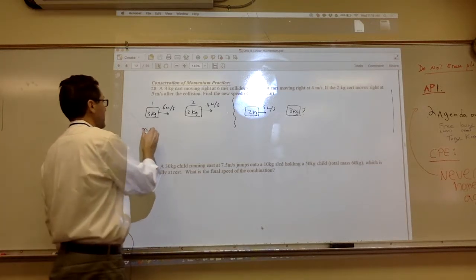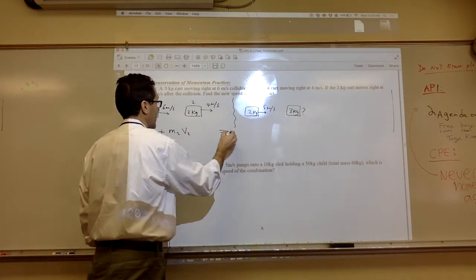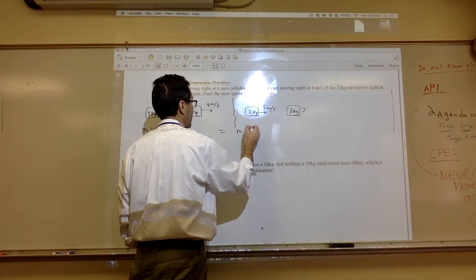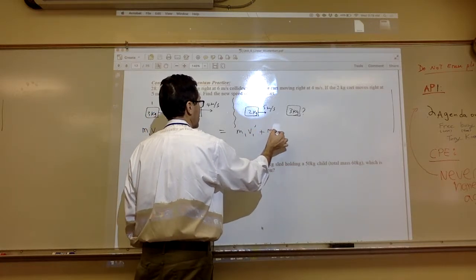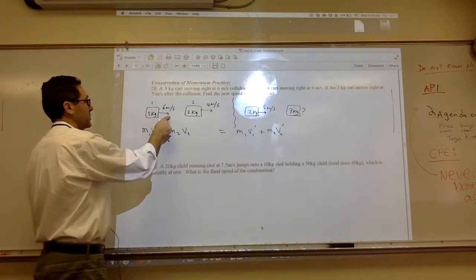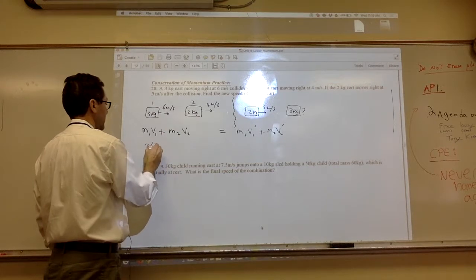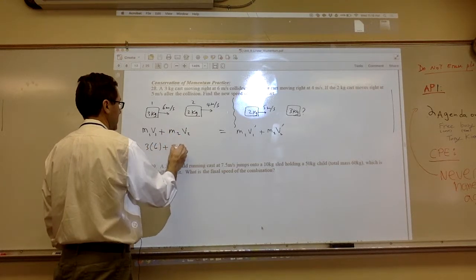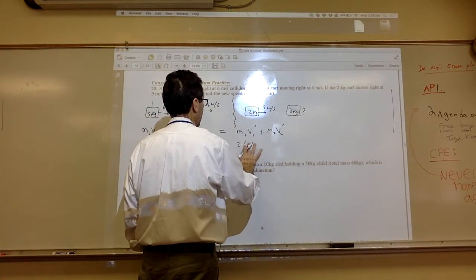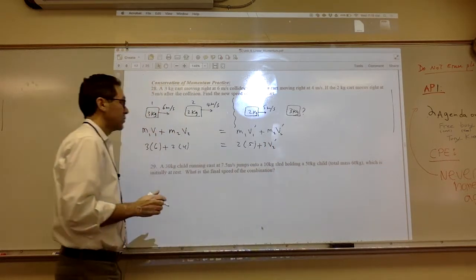The mass of 1 times the velocity of 1 plus the mass of 2 times the velocity of 2 should equal the sum of the momenta after: the mass of 1, velocity of 1 after the collision, plus mass of 2, velocity of 2 after the collision. So this is just going to be 3 times 6 plus 2 times 4. That should equal 2 times 5 plus 3 times the velocity of number 2 after the collision.